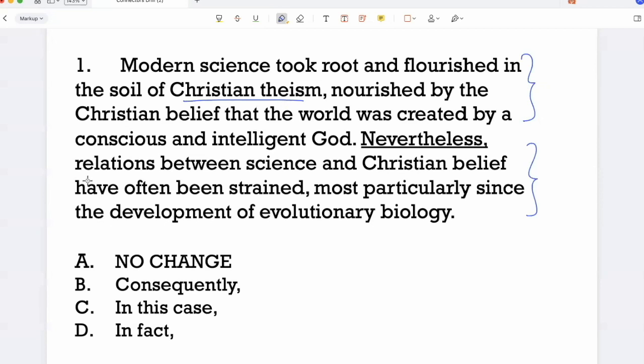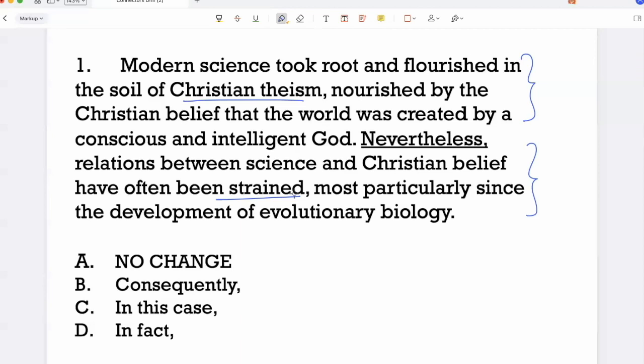The next sentence says relations between science and Christian belief have often been strained. So those relations that we were introduced to in the first sentence have been strained. They have not been the best, most particularly since the development of evolutionary biology. Because evolutionary biology, and especially Darwin's doctrines, say that man does not come from God. Man is not made in the image of God. Rather, man has come from ancestors, right? Which were animals, for example, chimps, monkeys, and so on. So that kind of led to a break between Christian doctrine and science.